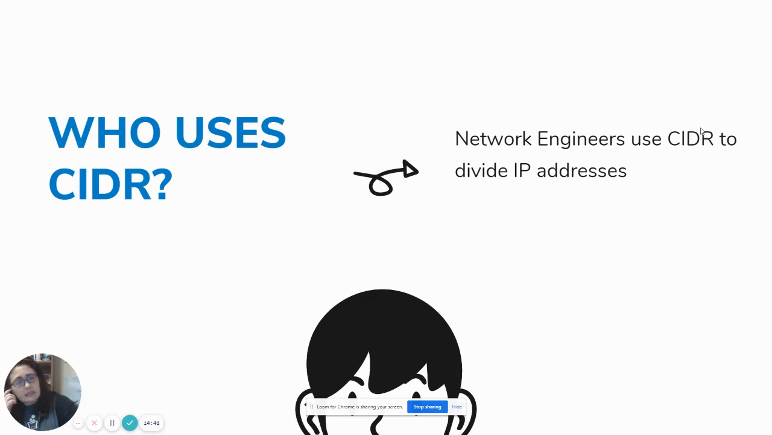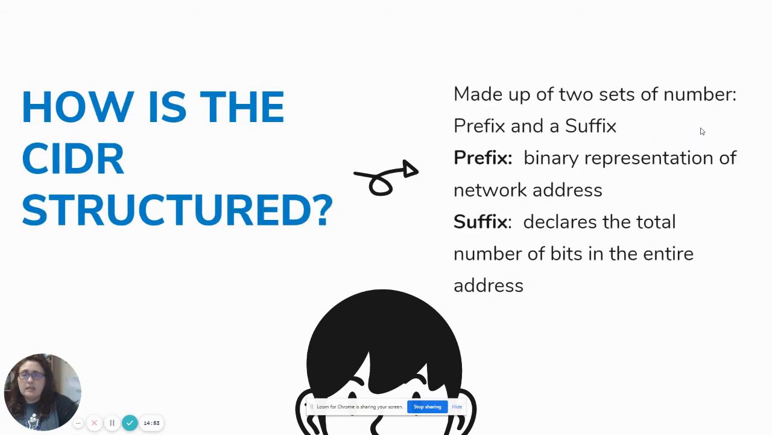So who uses CIDR? Network engineers use CIDR, and a network engineer can also be a cloud engineer. They use CIDR to divide IP addresses based on the needs. So the CIDR is structured. It's made up of two sets of numbers, a prefix and a suffix. The prefix is a binary representation of a network address, and we'll show an example here in just a second. And the suffix declares the total number of bits in the entire address.